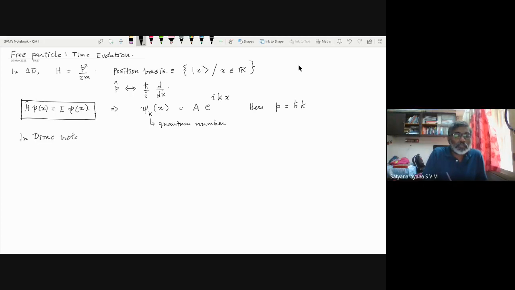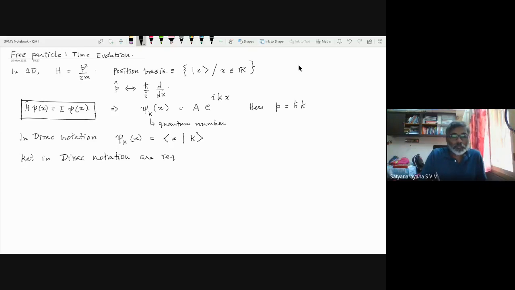Okay, so in Dirac notation, what we do is we simply write down the psi k of x as the projection of a ket k onto the x. So a Dirac state is simply represented as a ket, where inside the ket you have the quantum number. Okay, so the kets in Dirac notation are represented with the quantum number.